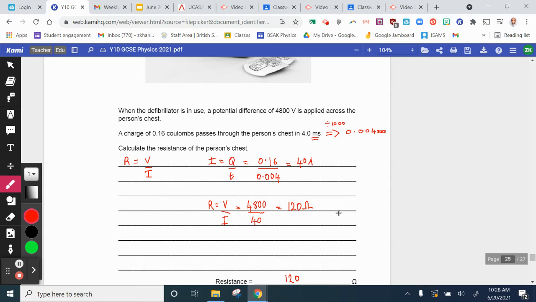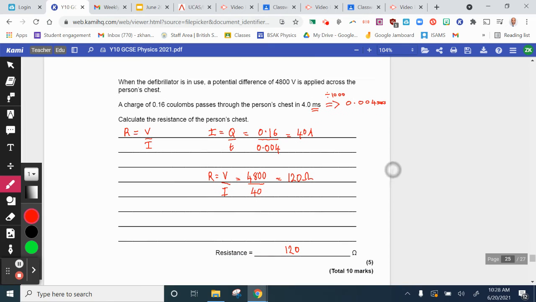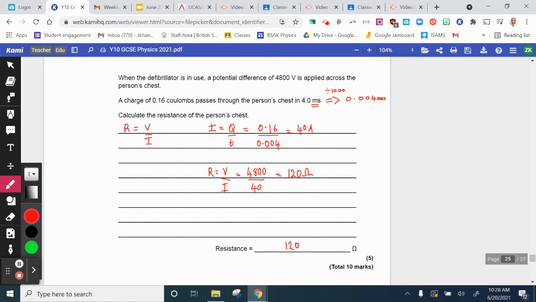We can use this formula here. Resistance is voltage over current. The voltage is 4,800 volts. The current is 40 amps, as I've just calculated. So 4,800 divided by 40 gives us 120 ohms, and that's your resistance, 120 ohms.